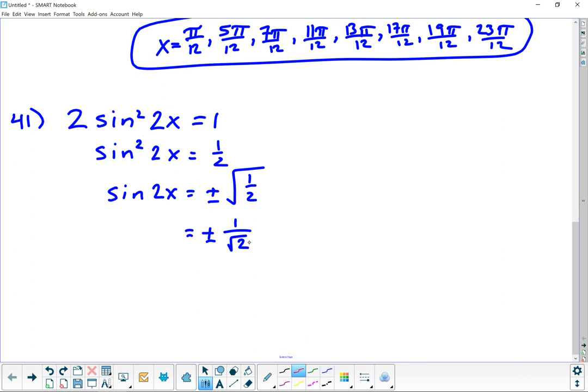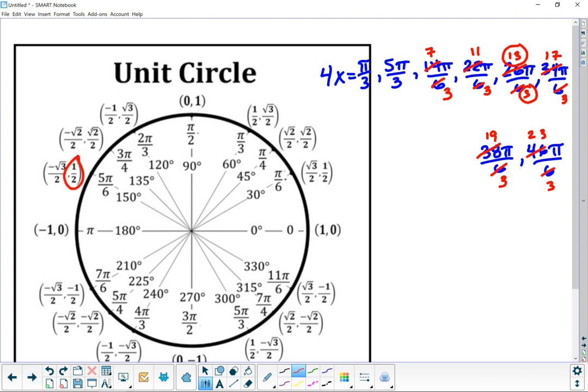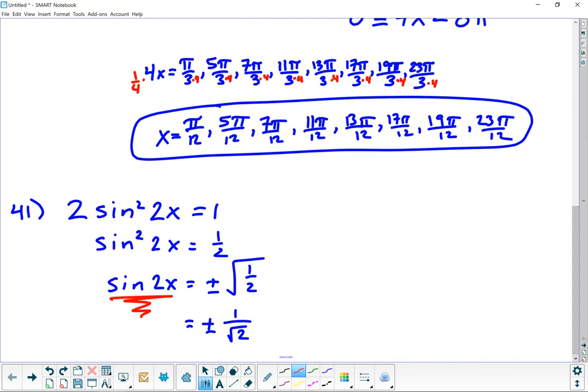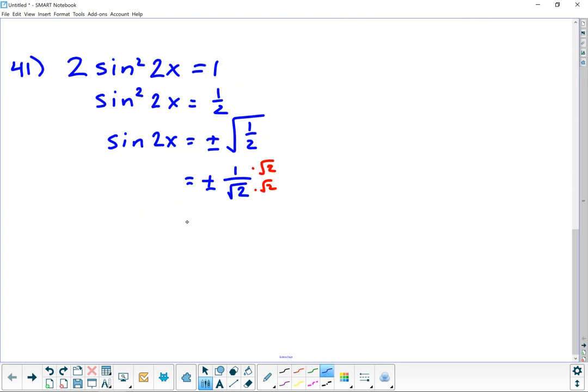Okay, and we need to rationalize this, because sine is the y values on the unit circle, so it needs to look like it's been rationalized. So we multiply by radical 2 over radical 2, which will get you plus or minus radical 2 over radical 4, which is really plus or minus radical 2 over 2. So we need the sine of 2x to look like that.